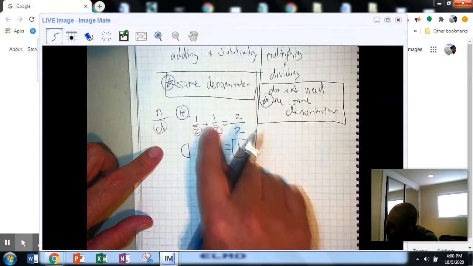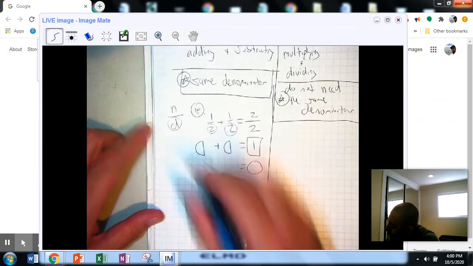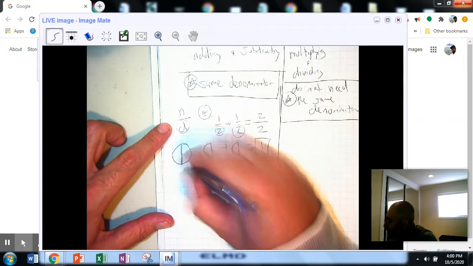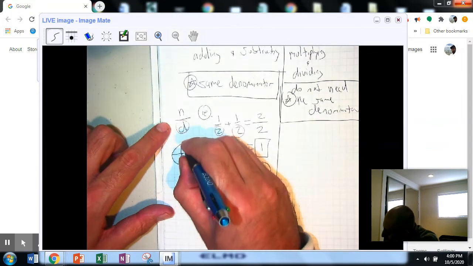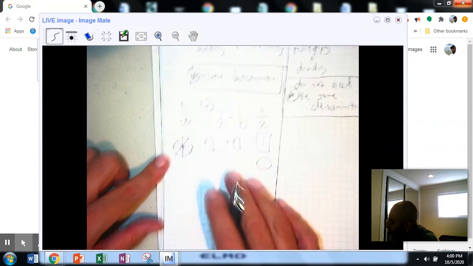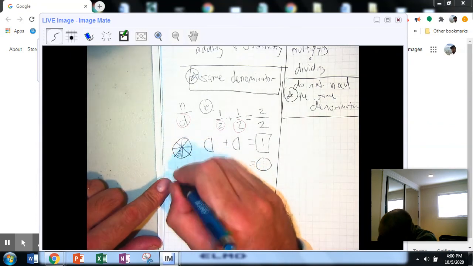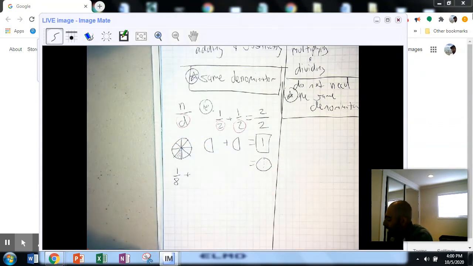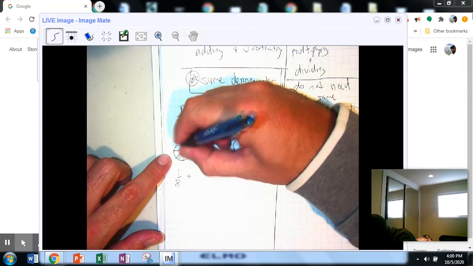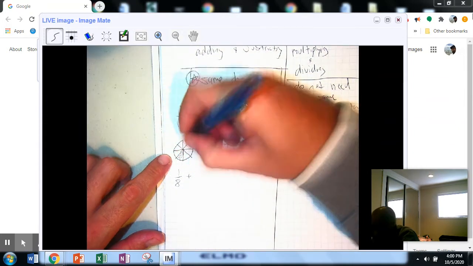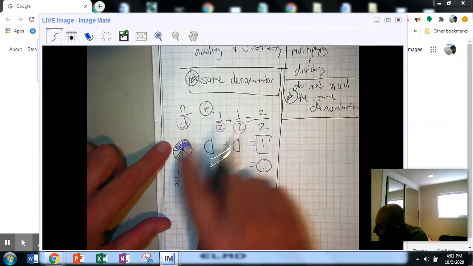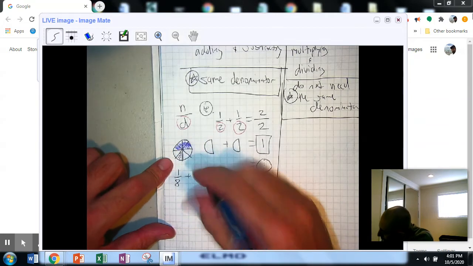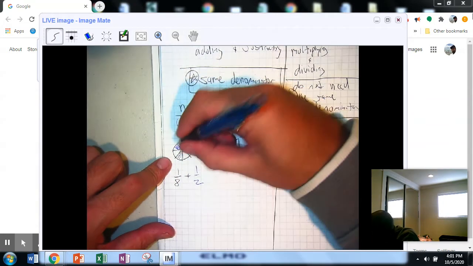The reason you need the same denominator when you're putting them together is because we're talking about parts of a whole. If it's cut into 2 pieces, the denominator is 2. If it's cut into 4 pieces, the denominator is 4. If it's cut into 8 pieces, so if you're going to add an eighth plus, let's say, a half, which in a circle is a half of the circle, a half is also the same thing as 1, 2, 3, 4 eighths.